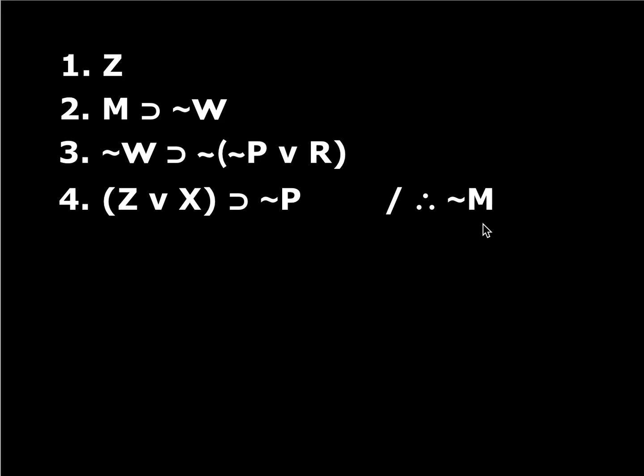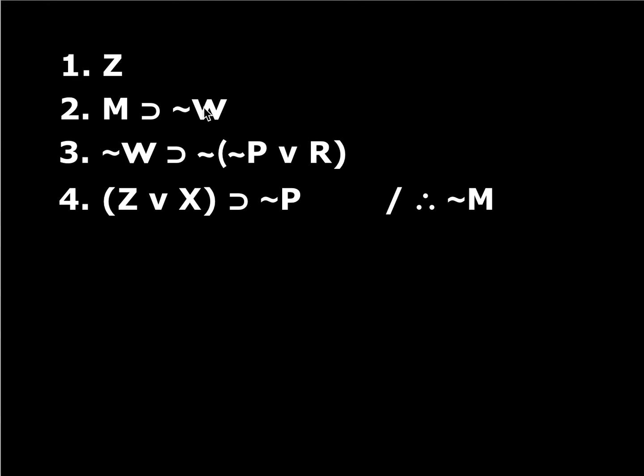So I'm going to now say, okay, I'm going to try to get not M. How might I get that? Well, the letter M only shows up here in one spot, the antecedent of this conditional. I'm looking at this, I'm saying, if I had the negation of this consequent, W, on a line, I could get not M by modus tollens, and then I'd be done.